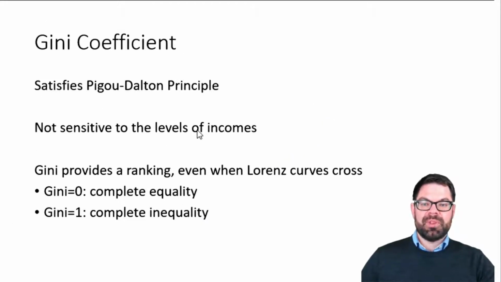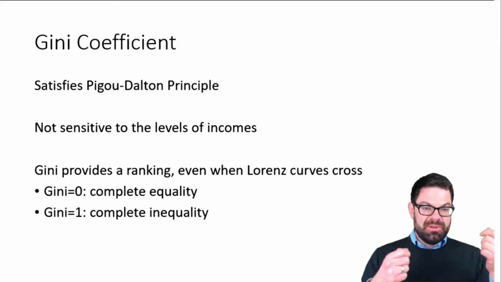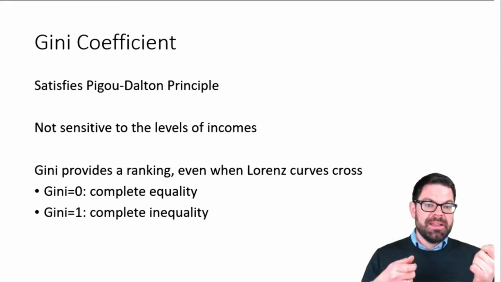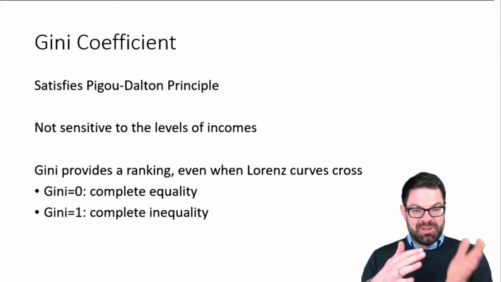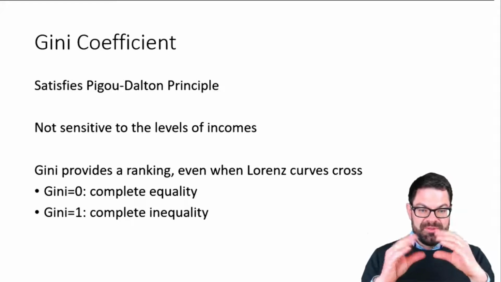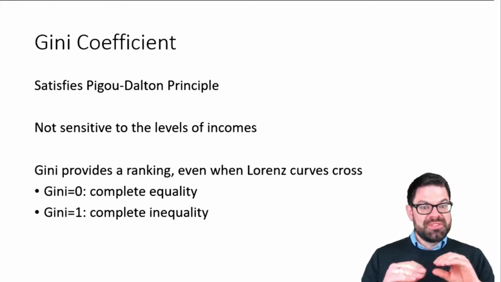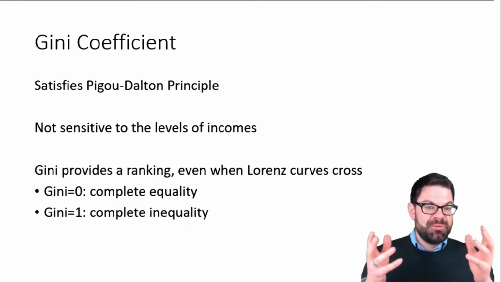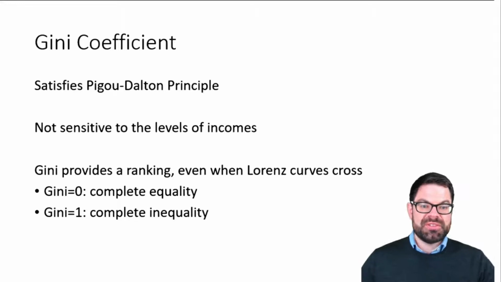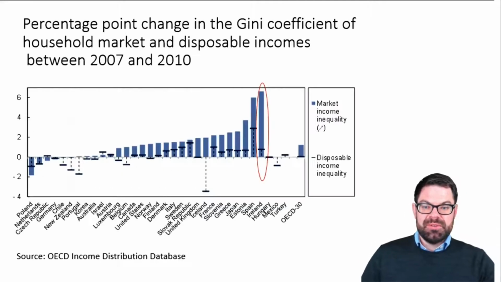The good thing about it is it satisfies the Pigou-Dalton principle: if you make transfers from rich to poor people, there is no change in ranking. The Lorenz curve obviously goes closer to the equality line, so that surface becomes smaller and the Gini becomes smaller. And the other thing is that even when the Lorenz curves cross, the Gini allows you to rank that, because all we have to do is take that surface, and that surface can be measured whether those lines cross or not. So that is extremely useful.